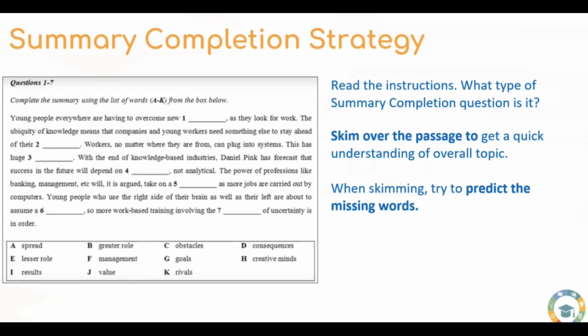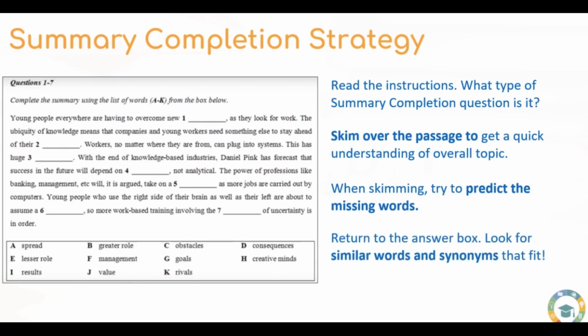Young people everywhere are having to overcome new as they look for work. Now, straight away, I'm thinking problems or difficulties. So I will return to the answer box and look for similar words or synonyms that could fit that question. Try and make predictions about what language could be used, and then match the similar answer from the answer box.